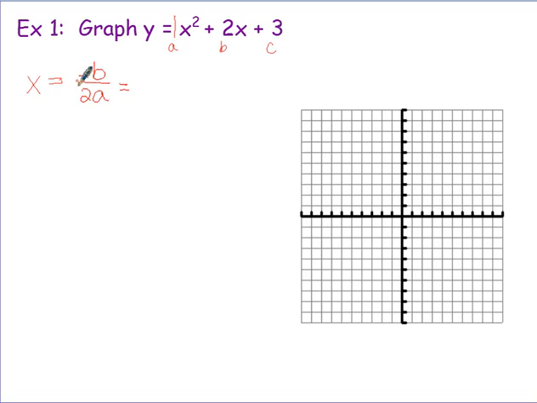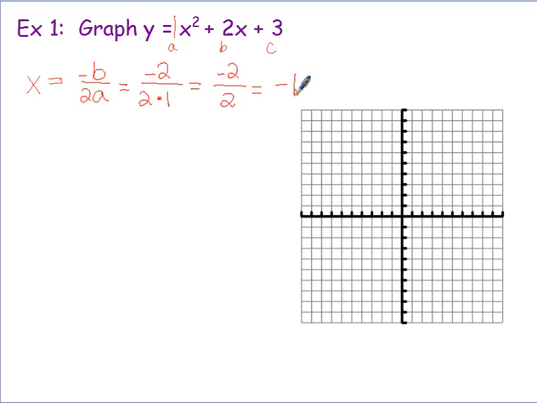Well, the negative, I would also suggest using the word opposite. The opposite of b, the opposite of 2 is negative 2, divided by 2 times a, which is 1. Do your multiplying on the bottom first. Negative 2 divided by 2 times 1 is 2. And then in your calculator, negative 2 divided by 2 is negative 1. So there's half your vertex.